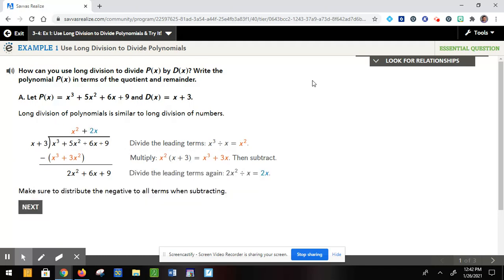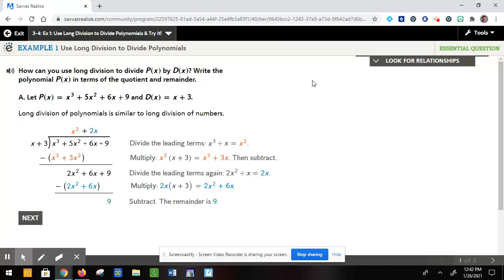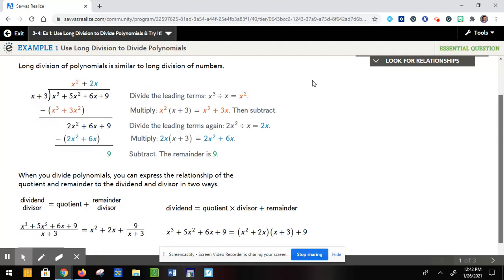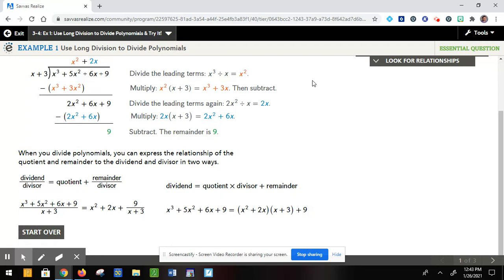You divide, so x goes into 2x squared, or think about it as 2x squared divided by x is 2x. 2x goes up here. Then you multiply. 2x times x is 2x squared. 2x times 3 is 6x. You subtract. And in this case, both those terms are gone. And you bring down the 9. That would make the 9 the remainder. So you can either say that the quotient is x squared plus 2x with a remainder of 9, or you can put that remainder of 9 over the divisor and say it's 9 over x plus 3.